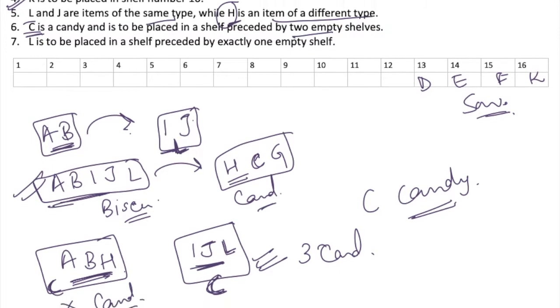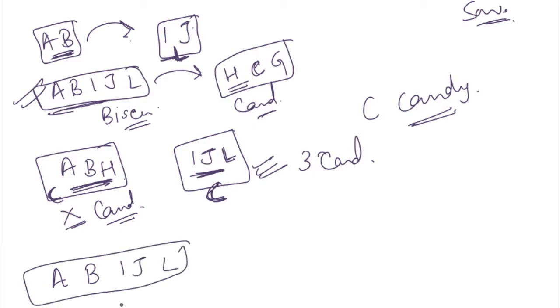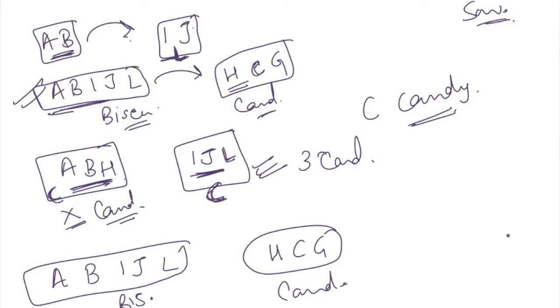So till now we have made these groups A, B, I, J, L. These are the group of biscuits. And next we have H, C and G. These are the group of candies. Next you have D, E, F, K. These are the group of savories.